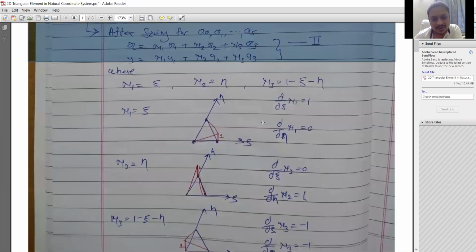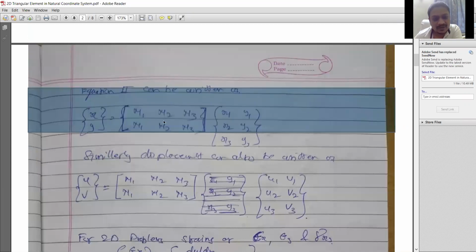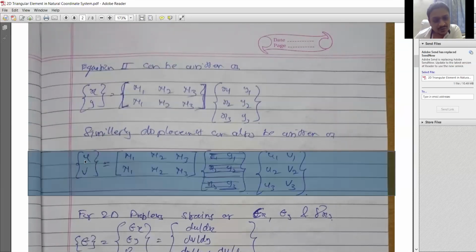So this particular expression, I can rewrite in a matrix form, that is x and y is N1 N2 N3 multiplied by x1 x2 x3, and your y is nothing but N1 N2 N3 multiplied with y1 y2 and y3. So the same pattern we can also use for the displacement. So U can be calculated as N1, N2, N3 multiplied by U1, U2, U3, and V can be calculated as N1, N2, N3 multiplied by V1, V2, and V3.